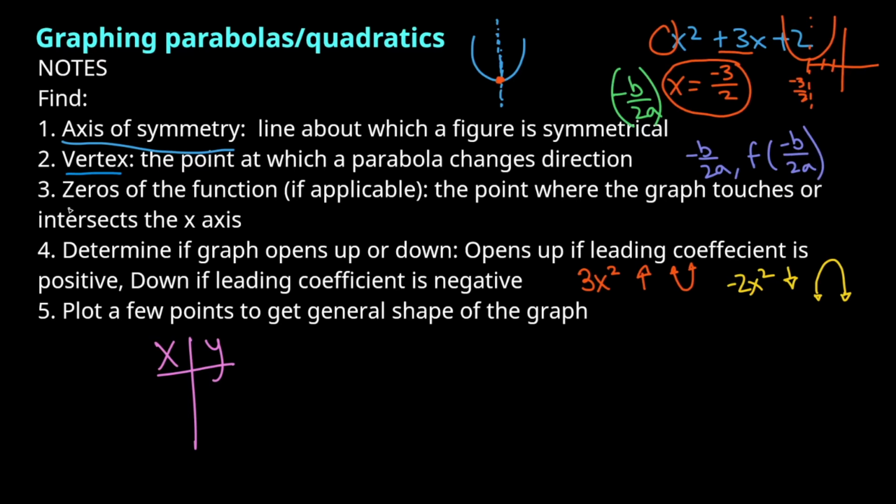We have the zeros of the function, if it's applicable. And what that means, it's the point where the graph touches or intersects the x-axis. So that means if I have a graph that looks like this, this is the x-axis, that's the y-axis. It intersects here and there. Those are zeros. So the zeros of the function are where they intersect this right here.